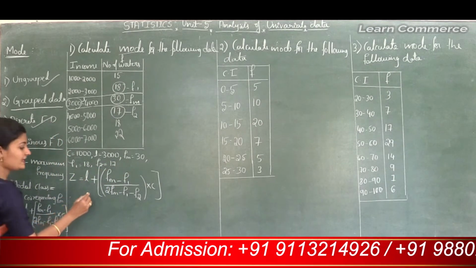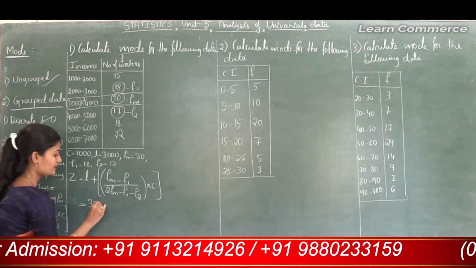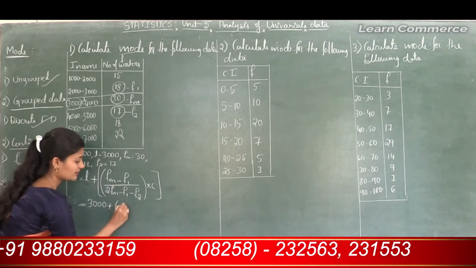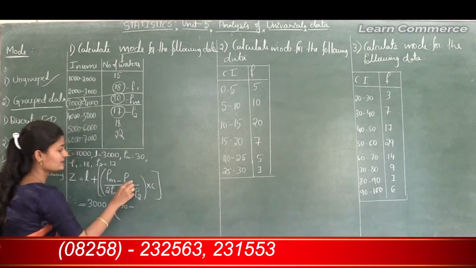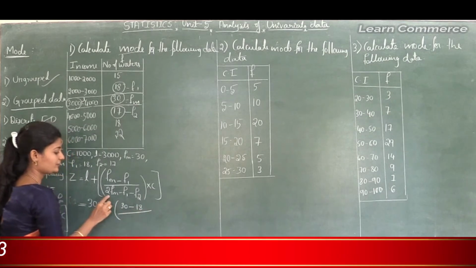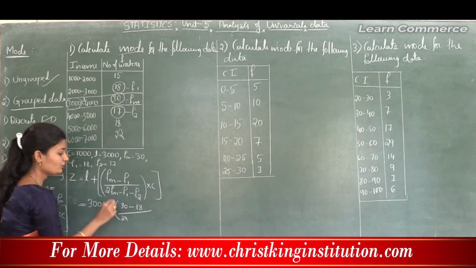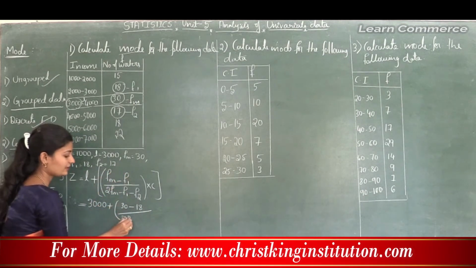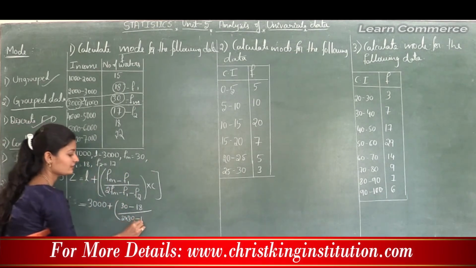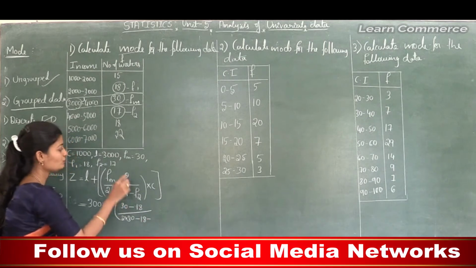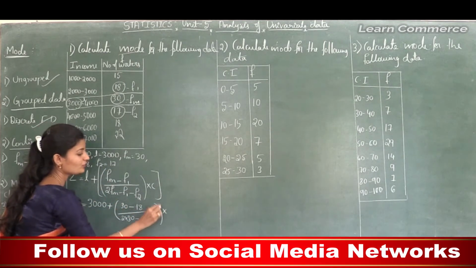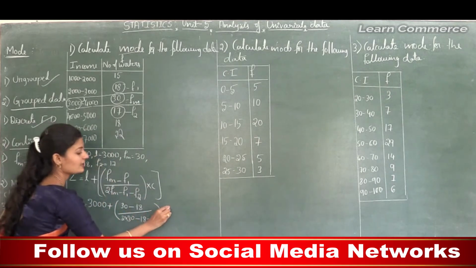Okay, now I will substitute all the values into this formula. So what is L? L is 3000 plus FM. FM is 30 minus F1. F1 is 18, divided by 2 into FM. Here FM is 30 minus F1. Here F1 is 18 minus F2. Here F2 is 17 into C. Here C is 1000.